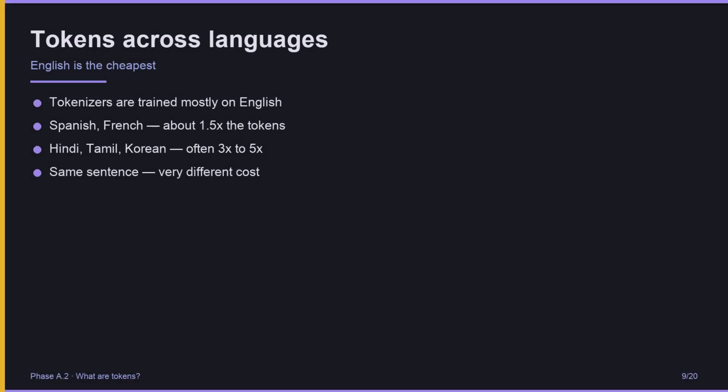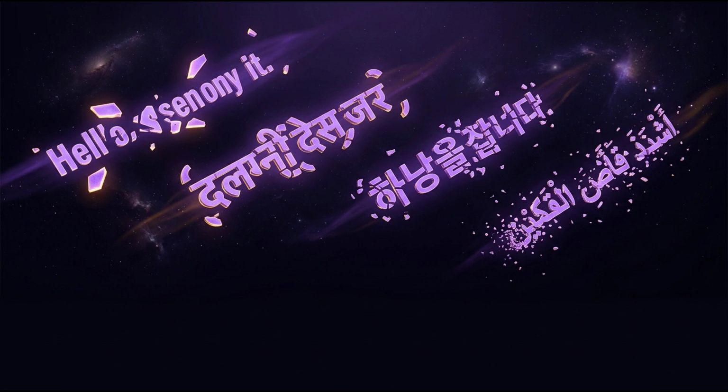Here is something most people don't realize. Tokenizers are trained mostly on English text. So English is the cheapest language to use. Spanish or French take about 1.5 times as many tokens for the same sentence. Hindi, Tamil, or Korean can take 3 to 5 times as many tokens. The same thought, expressed in a different language, can cost you significantly more. This is unfair, and the industry is working on it, but for now, it is the reality. Same idea, different language, very different token count.